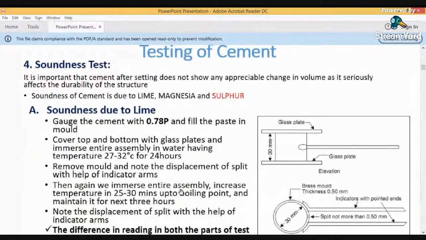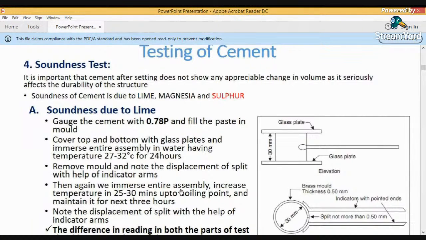So when you are designing any structure, we have to take the cement accordingly, otherwise the structure will fail. Soundness, as I told you, is because of three constituents in the cement. The first is lime, the second is called magnesia, and the third is called sulfur. But the soundness is due to the sulfur.